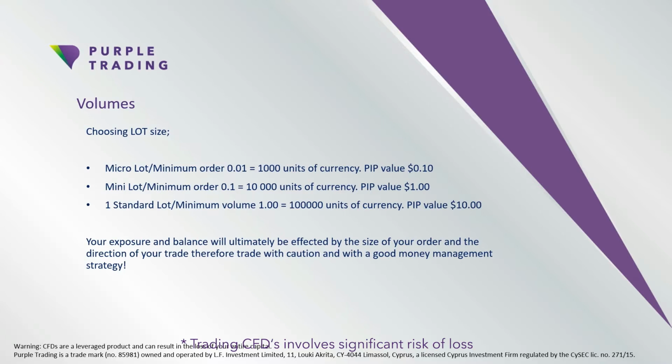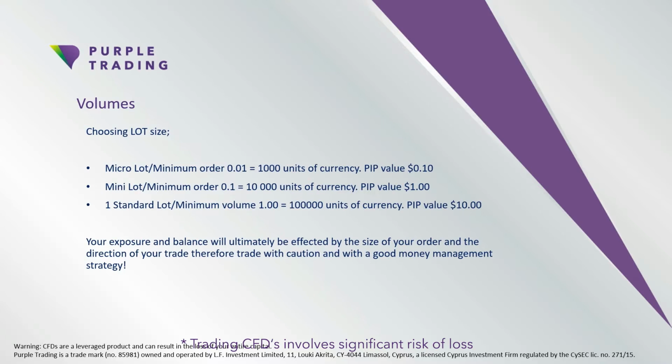A mini lot is 0.1 and is equivalent to 10,000 units of currency. So you need a minimum of 10,000 units of currency to be able to open this position, and it has a pip value of $1. So if the market moves 1 pip in your favor, you make $1. If it moves against you, you will be losing $1. And one standard lot is 1.00. It's 100,000 units of currency, and the pip value is $10.